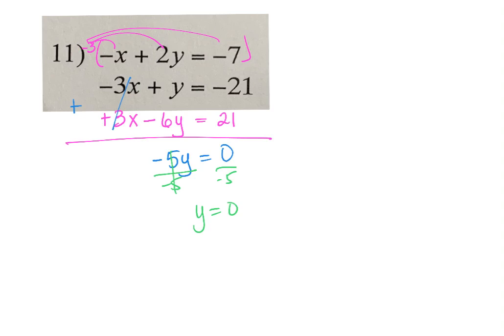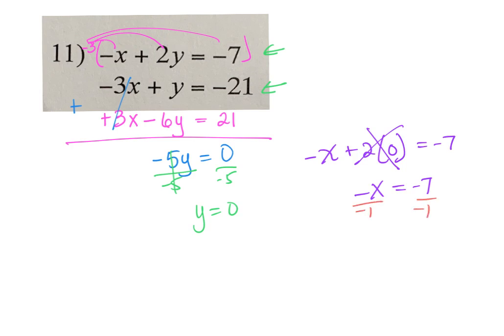So I have my y. Now I can choose either of these equations to plug my y back in. So if I take that top equation, then I'll have -x plus 2 times 0 equals -7. This just zeroes out, so I have -x equals -7. You need to divide by -1 on both sides. X equals 7. So (7, 0) would be your answer.